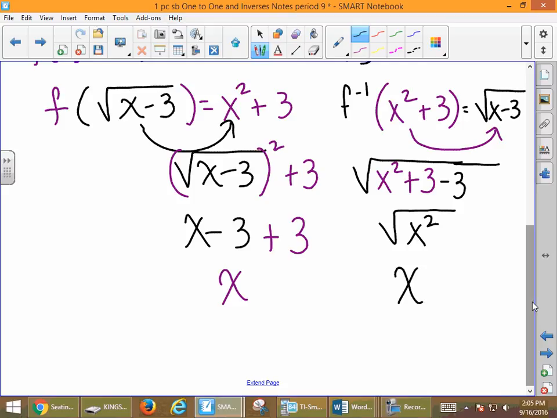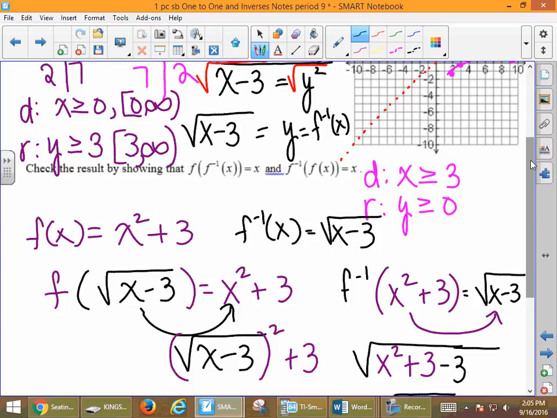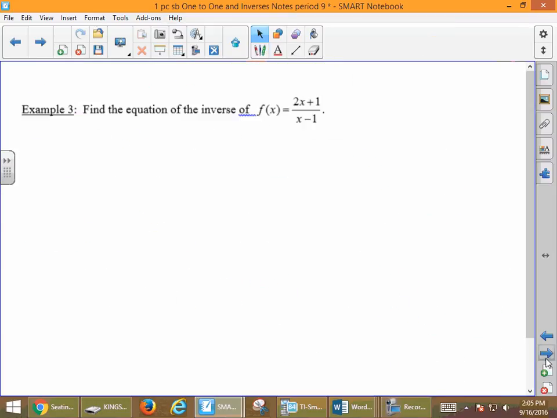And what happens when we end up with x for both values is that we have proved that these two graphs are inverses of each other. And if you look back in the problem, it says check the result by showing that f of the inverse function equals x and the inverse of the original function equals x. Both of them we want to equal x.